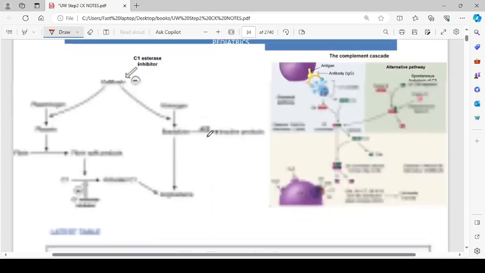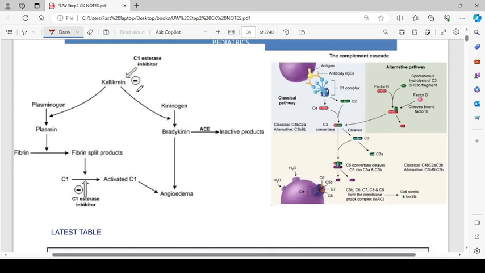Okay. The next thing is this. So here you can see the C1 esterase inhibitor. What does it normally do? C1 is converted to activated C1, right? And that activated C1 can lead to complement cascade activation. This is inhibited by the C1 esterase inhibitor. It normally inhibits the conversion of C1 to activated C1, right? And then the complement cascade cannot be activated. Now, if this is decreased, there will be excessive activation of the complement system, and that can result in angioedema.